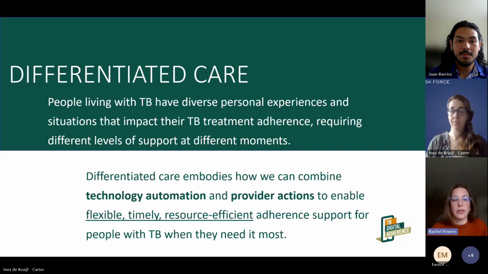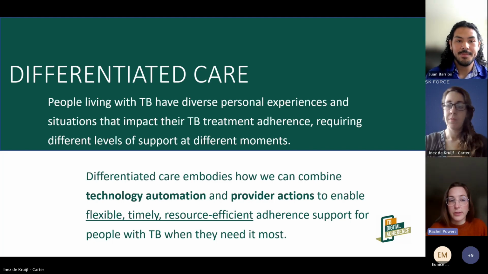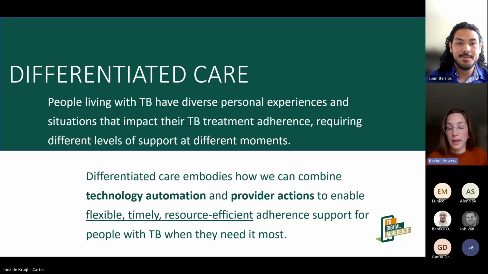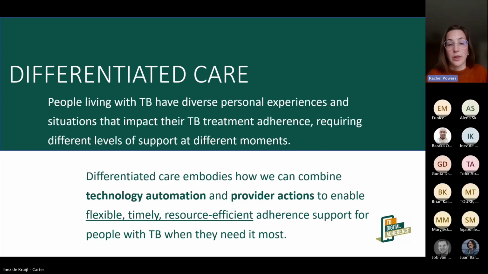So as an introduction, we know that people living with TB have diverse experiences and challenges that impact how they take their TB treatment and how adherent they are during their treatment. So we know that different people may require different levels of support at different moments. There is no one-size-fits-all approach when it comes to TB treatment. So when we talk about differentiated care, we are looking at how we can combine technology automation and healthcare provider actions to really give the best benefit for those undergoing TB treatment, to provide flexible, timely, and resource-efficient adherence support.